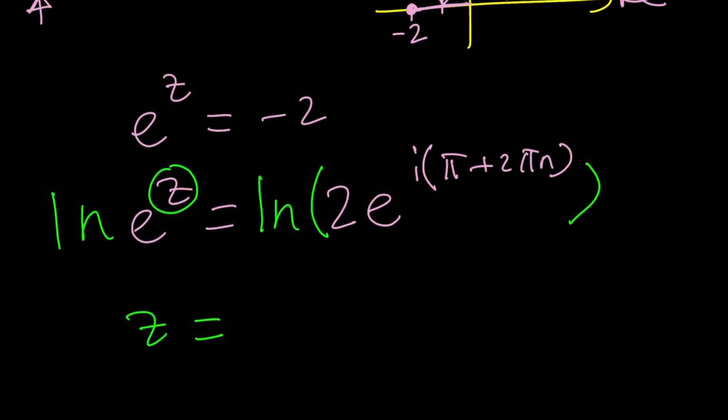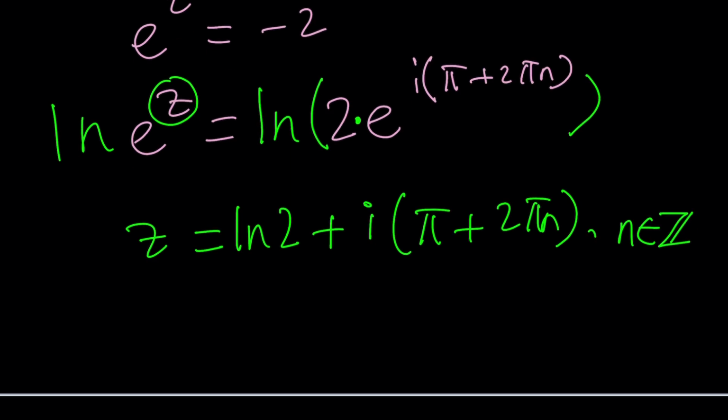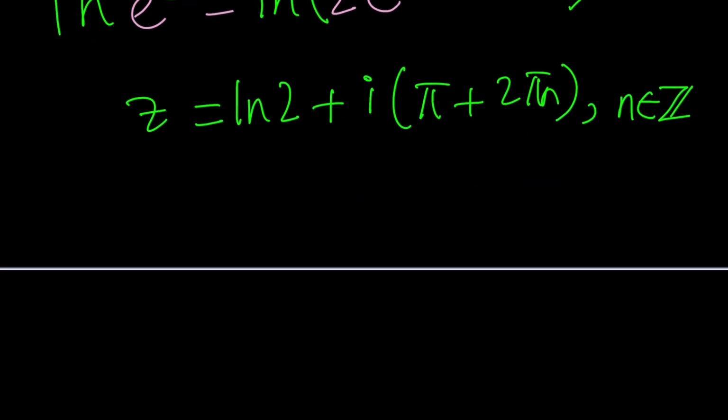And then this is a product, so you can write it as ln 2 plus, when you take ln of e, it's 1, so it's going to be i times (pi plus 2 pi n). You should probably write it like this. It's not a fraction. Oh, I forgot to say n is an integer. You knew that, right? Great. So that's my solution.